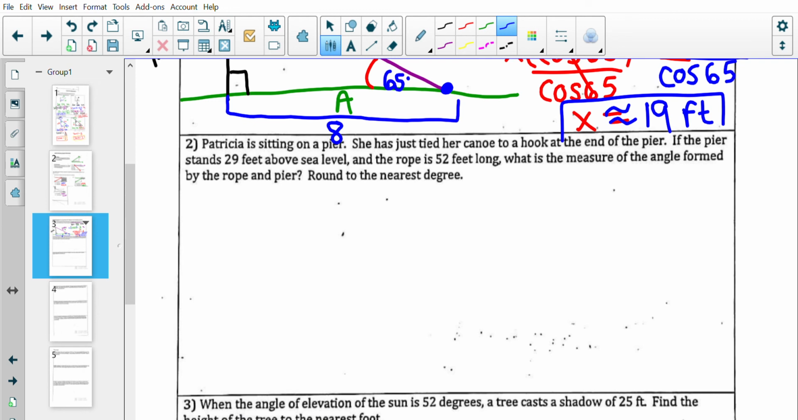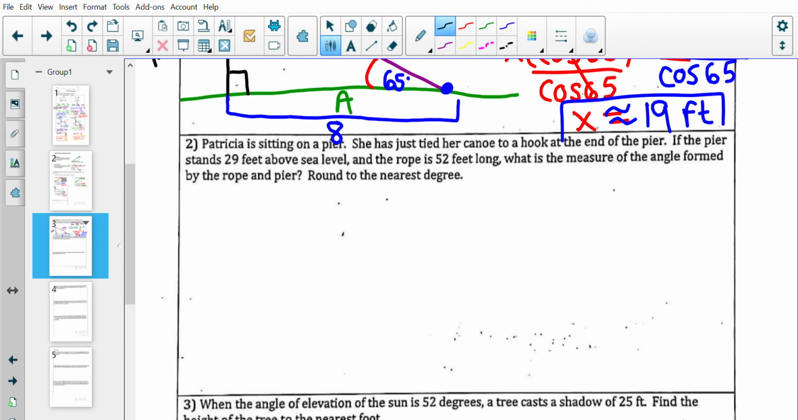All right, Patricia is standing on a pier. She has just tied her canoe to a hook at the end of the pier. If the pier stands 29 feet above sea level and the rope is 52 feet long, what is the measure of the angle formed by the rope and the pier, rounded to the nearest degree?